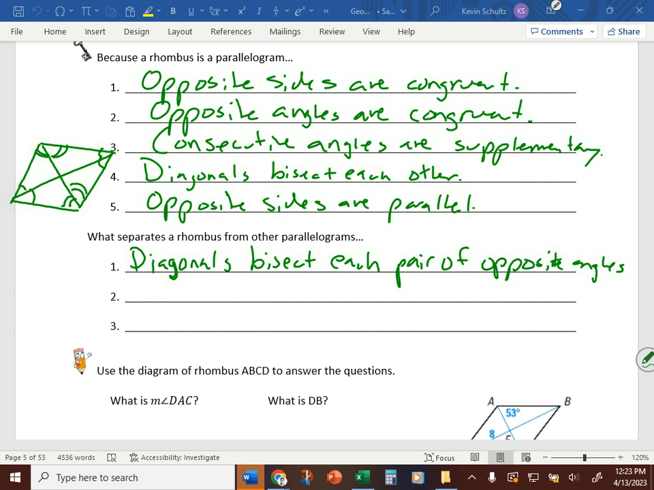Again, Damien, all quadrilaterals by definition have four sides. Yes, but we're talking about specifically what separates a rhombus from a rectangle. A rectangle has four sides as well. A square has four sides as well. A rectangle has long sides and short sides. Okay, so Damien said a rectangle has long sides and short sides. That's true. What's true about a rhombus?